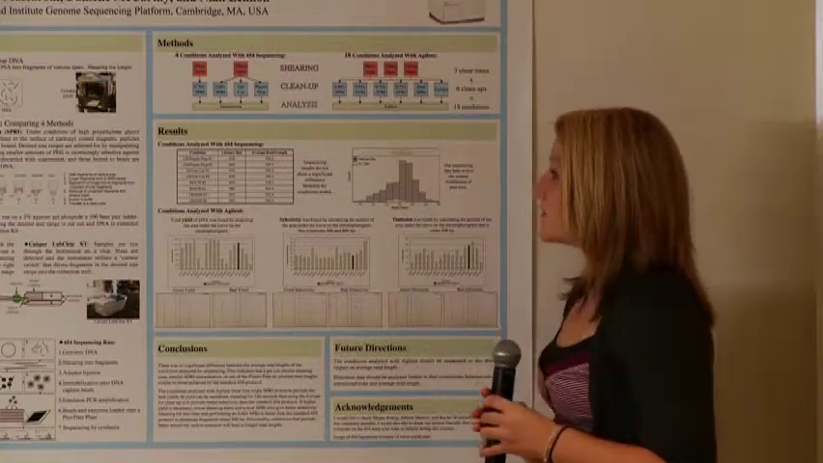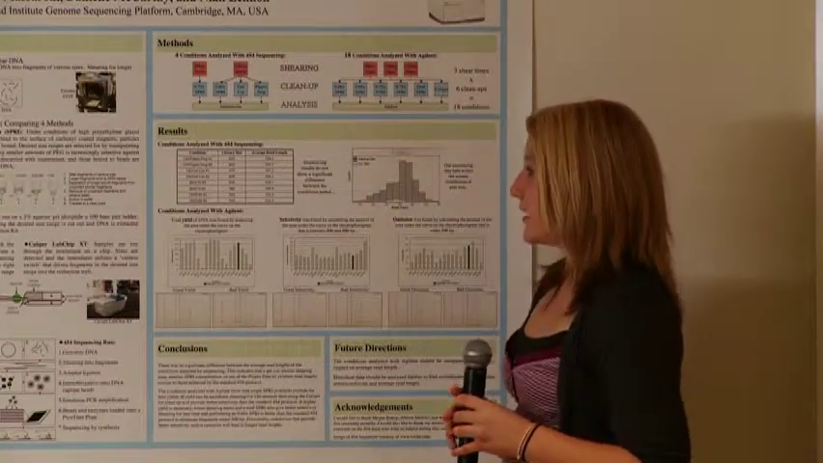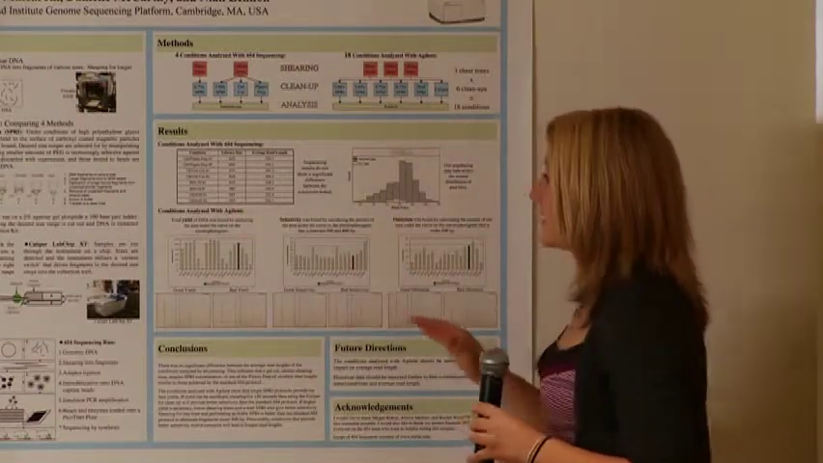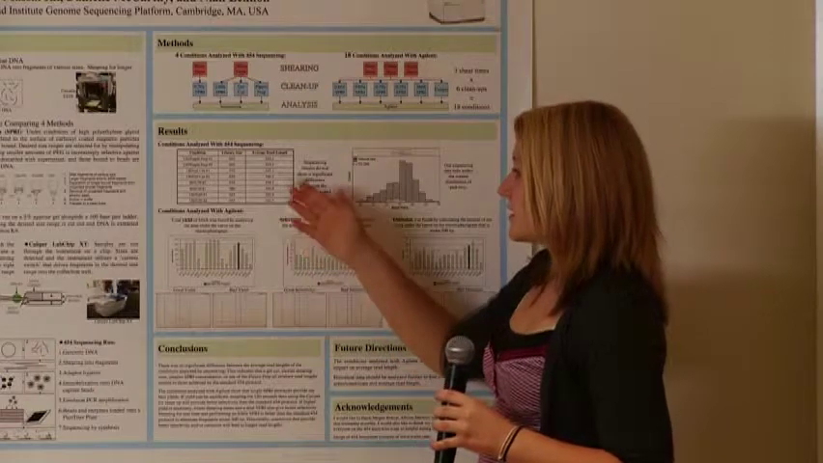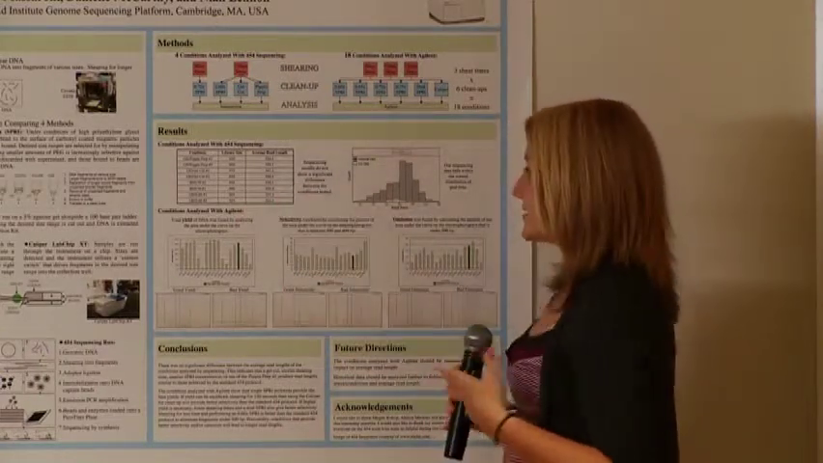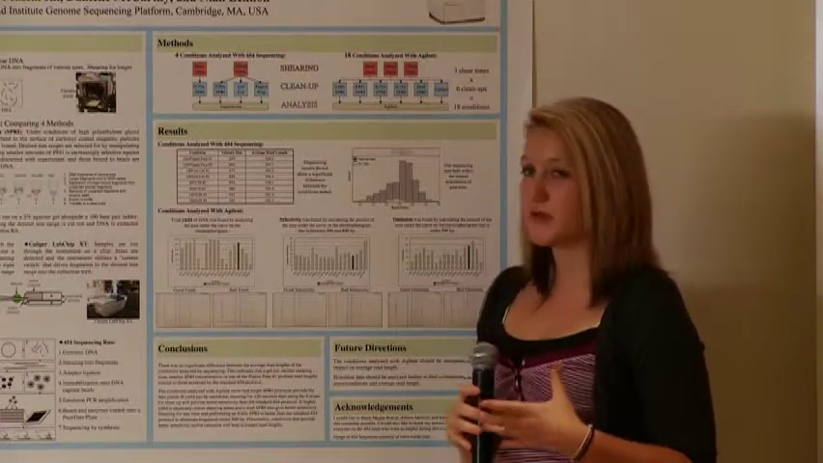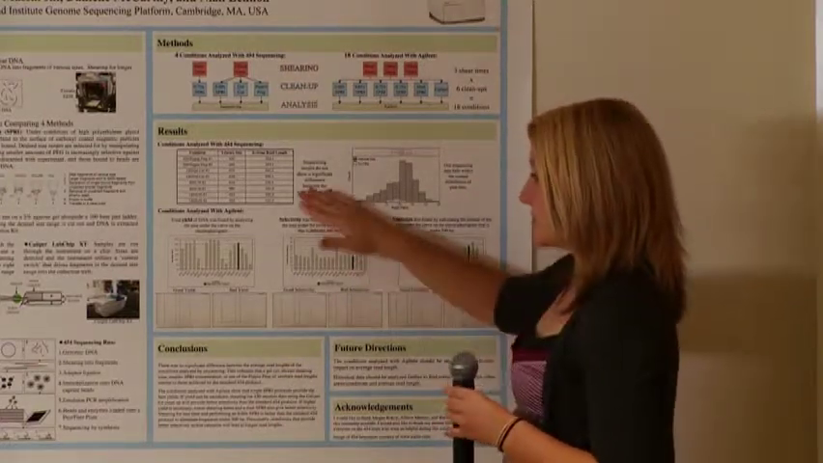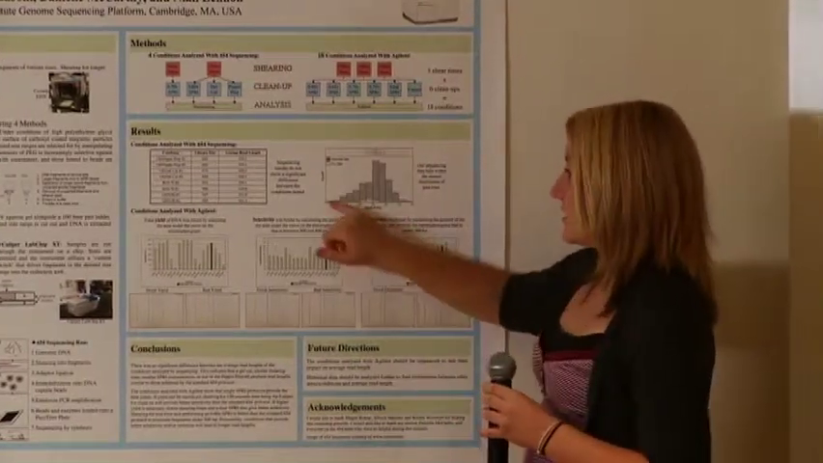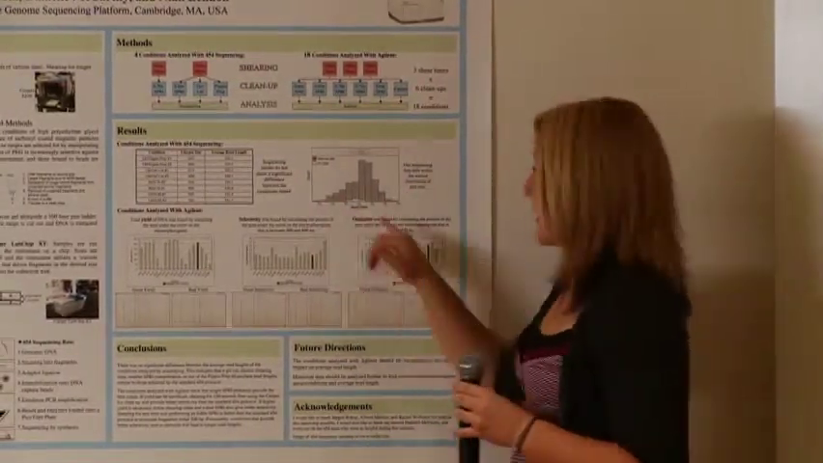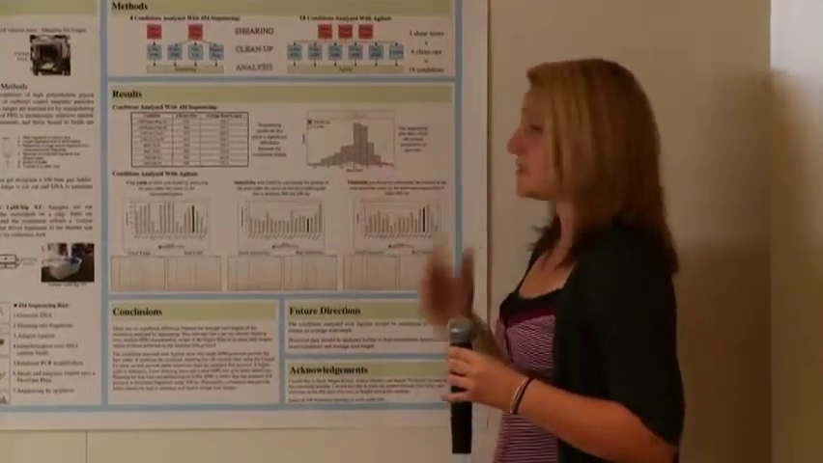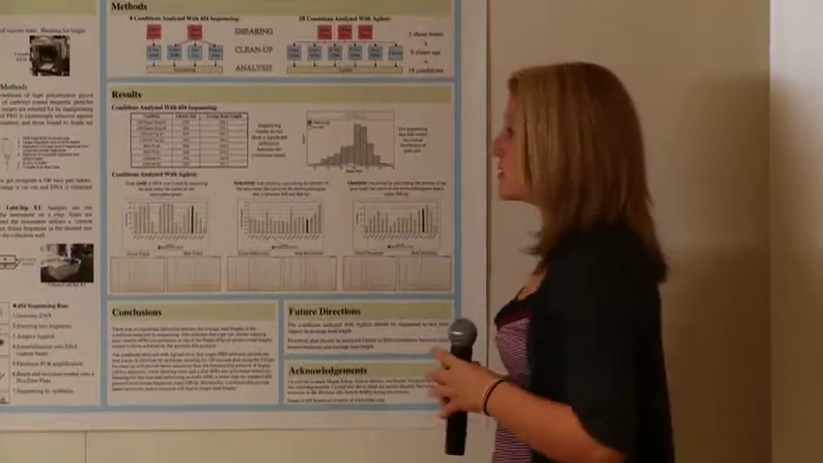So the results that these different methods showed us, for the conditions we analyzed with 454 sequencing, the results of library size and average read length didn't show a statistically significant difference between conditions tested themselves or between historical data. As you can see here, the gray is historical data and the white is our data. And our data falls right in the normal distribution of past runs.